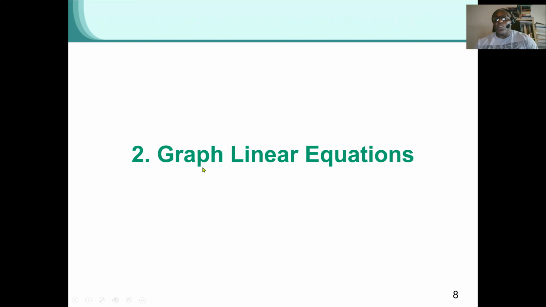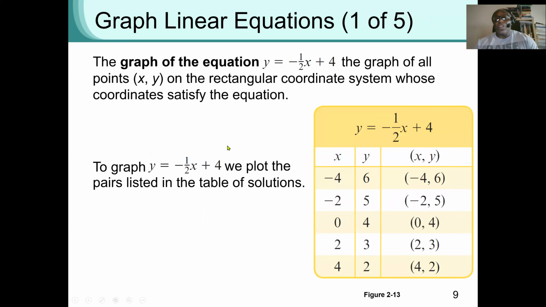So next is how to graph a linear equation. Again, to graph a linear equation, we start with our previous equation, y equals negative half x plus 4. Here we can come up with any value of x. The first thing we should do is set up our table, then come up with the x values. When we know the x value, we can find the y value. So that's the first step here.